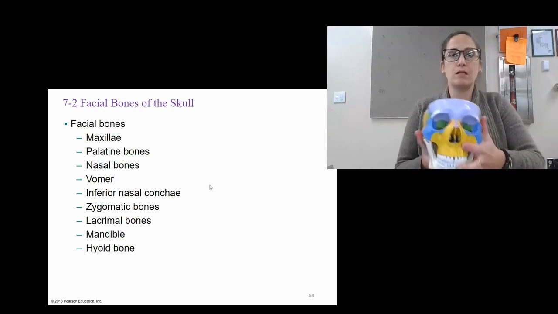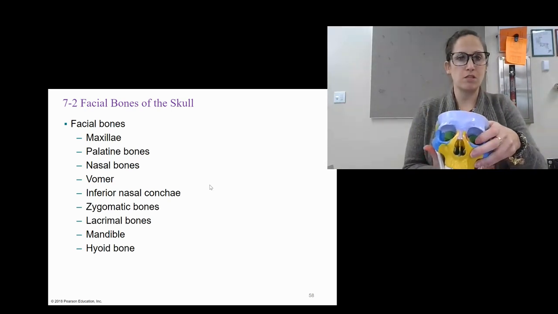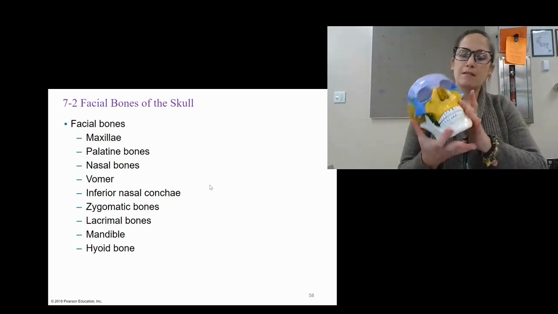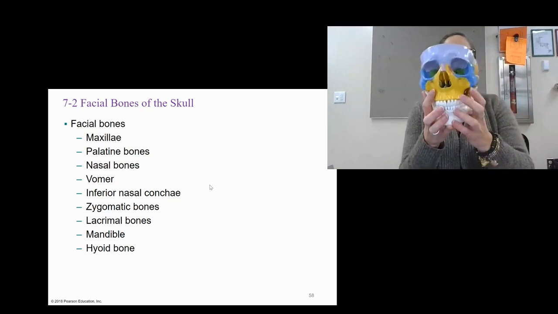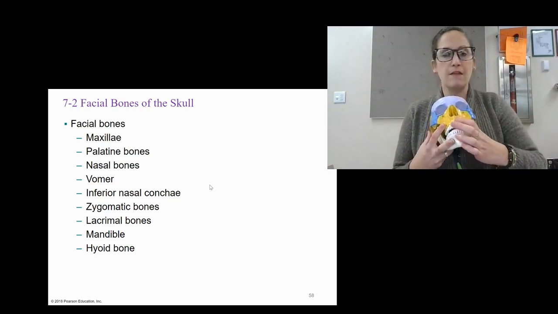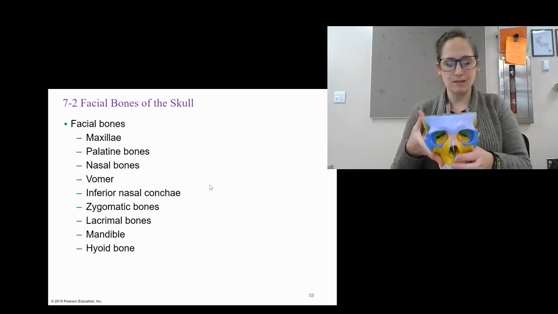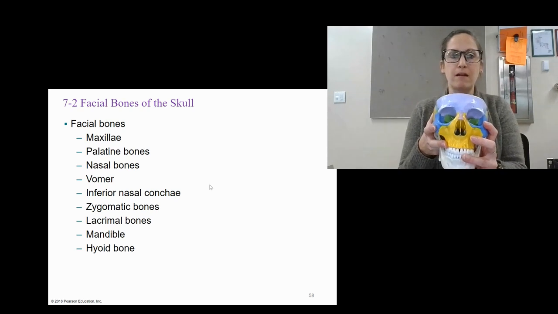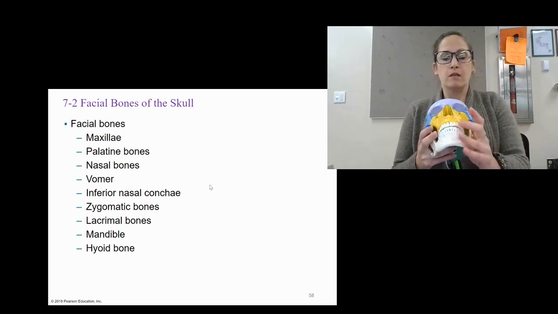Taking a look at your list of bones, the first one listed on your screen are the maxillae. The maxillae are your upper jaw bones, and so you have a left and a right. When they don't fuse properly, that's where you end up with that cleft palate situation. So we have a right and a left maxilla forming our upper jaw.